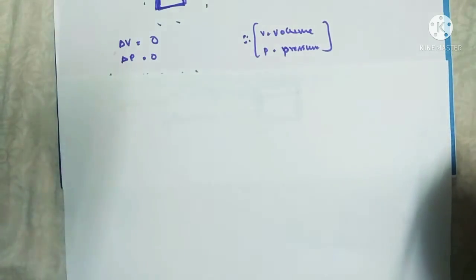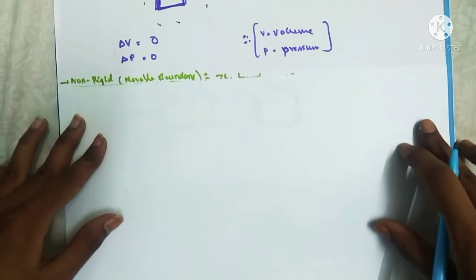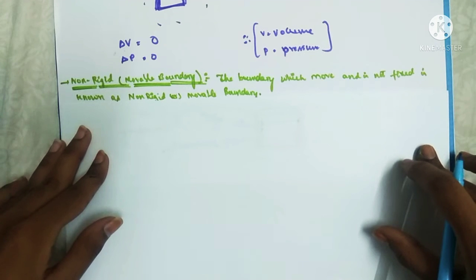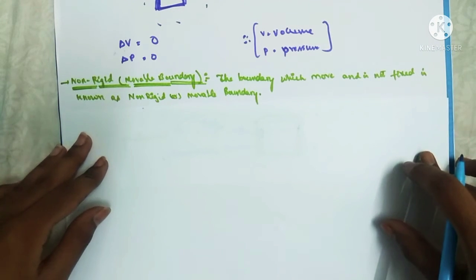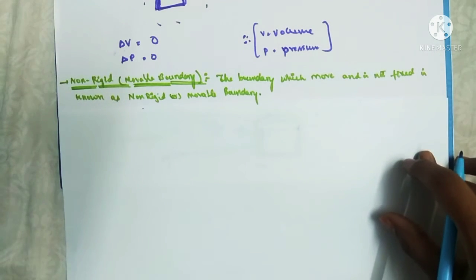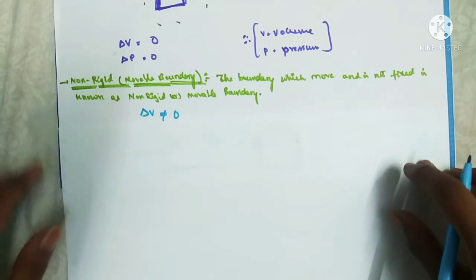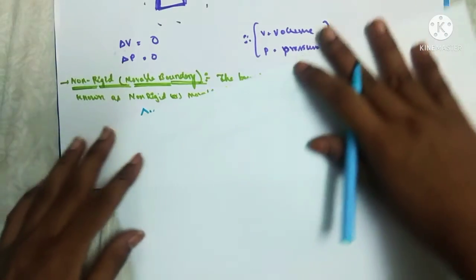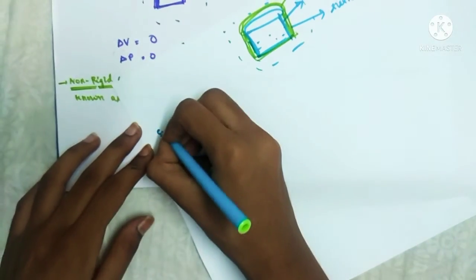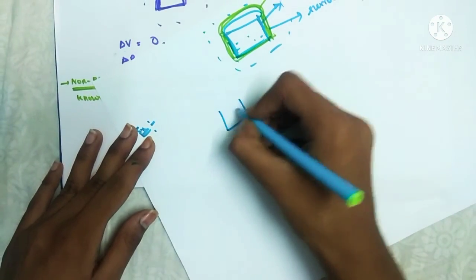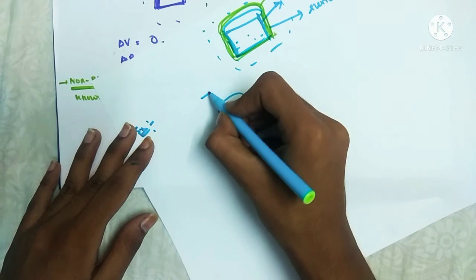The next type of boundary which we are going to learn about is non-rigid boundary. The boundary which moves and is not fixed is known as non-rigid boundary. So we can say that there is change in volume because the boundary is movable. So delta V is not equal to 0. If you take one example, like one beaker which is kept under a tap.